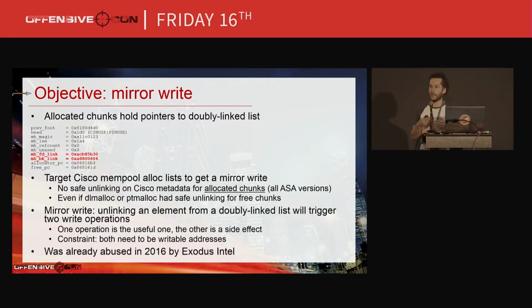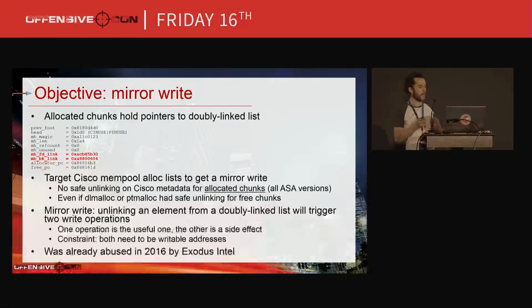From an exploitation point of view, these pointers are really interesting because if we can corrupt them, when an allocated chunk is going to be freed, this chunk is going to be removed from the double linked list, and we can potentially get a mirror write primitive. We call it mirror because there are going to be two write operations, and one of them is going to be useful, and the other one is going to be a side effect. The interesting thing is this was actually exploited already by Exodus Intel in 2016, and it's possible because there is no safe unlinking, and we were able to abuse it still.